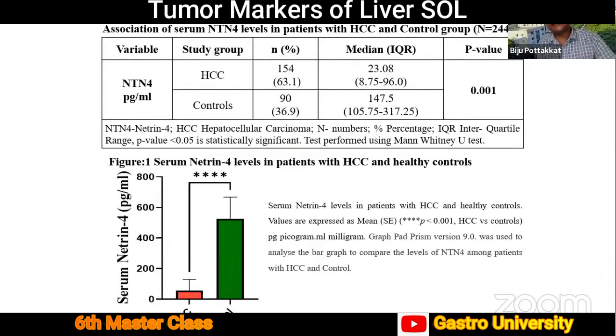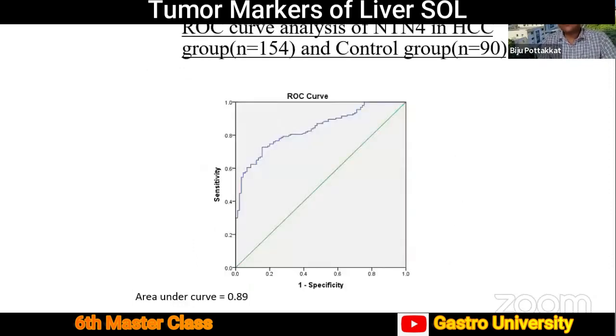So we studied a marker called Netrin-4. Okay. In a large number of patients, 244 including the controls, Netrin-4, unlike AFP, is present in normal patients. So this is a suppressor. We got very low values of Netrin-4 in HCC patients. This is an important finding, where we tried to get this information in AFP-negative patients. You can see the ROC curve, how it is coming, and this is published in recent publications.